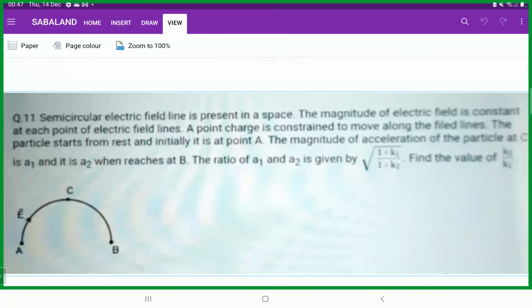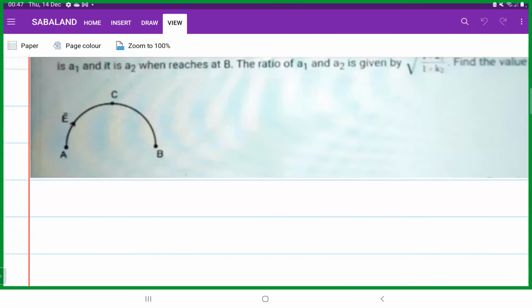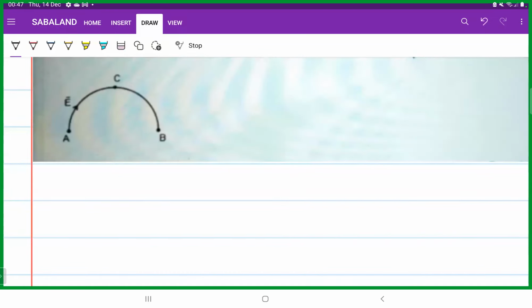Hello everyone. So we have got this interesting question from the chapter of electric fields. Let's make this diagram first. This is point A, this is B, and the topmost point is C. Now, semicircular electric fields exist, and the direction is something like this.